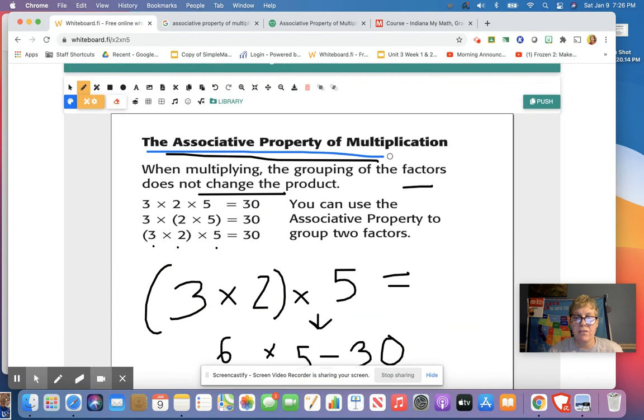So thanks to the associative property, I'm going to show it to you again, the associative property of multiplication. When multiplying, the grouping of factors does not change the product, and the product is the answer. No matter what, you're going to get 30.